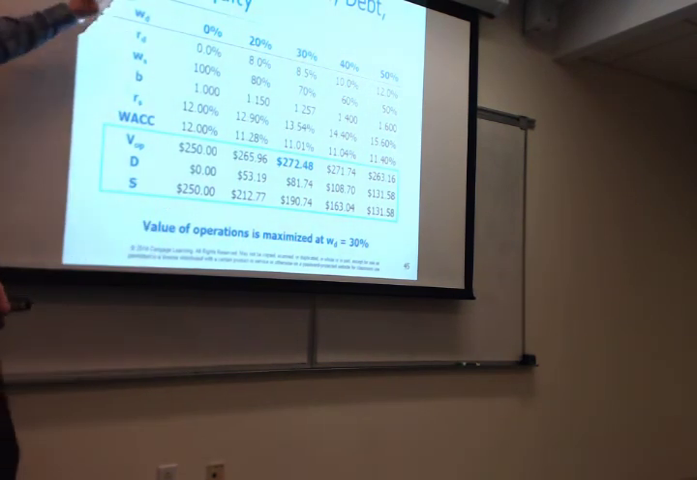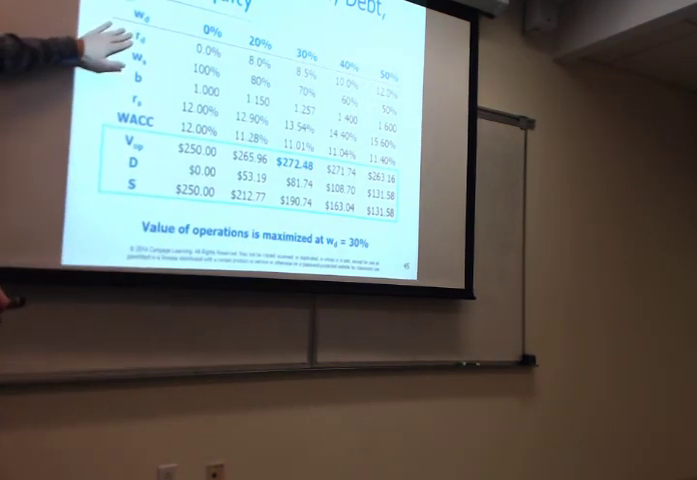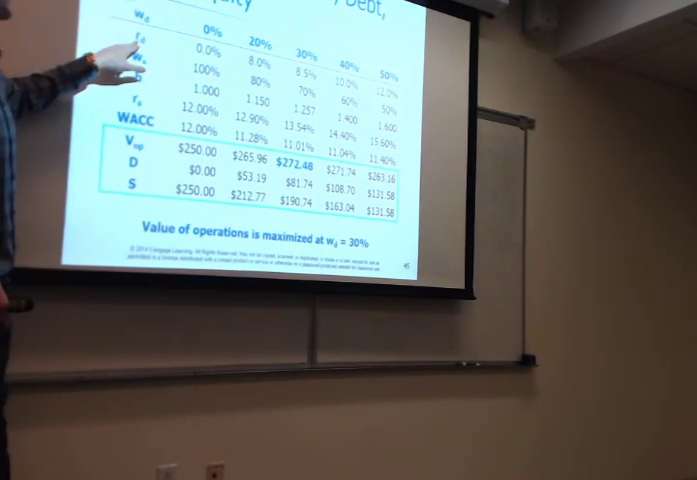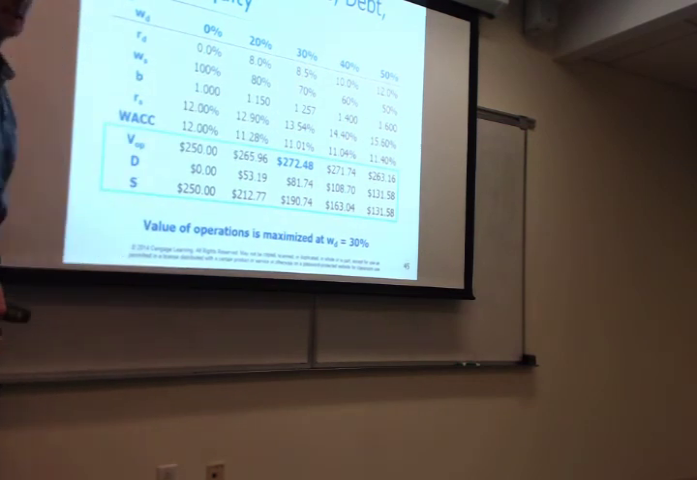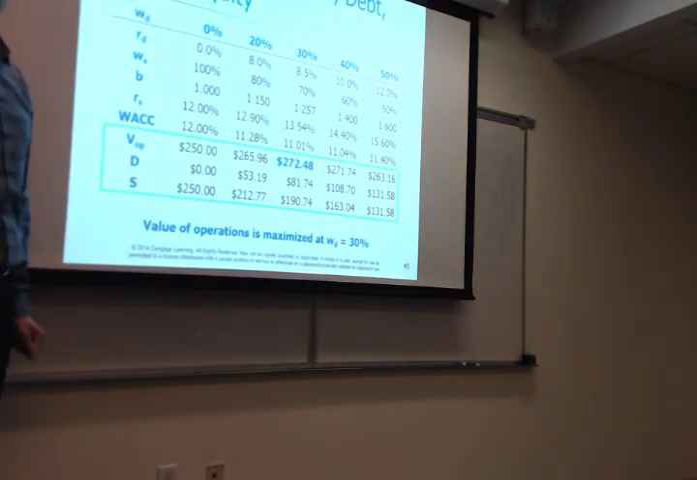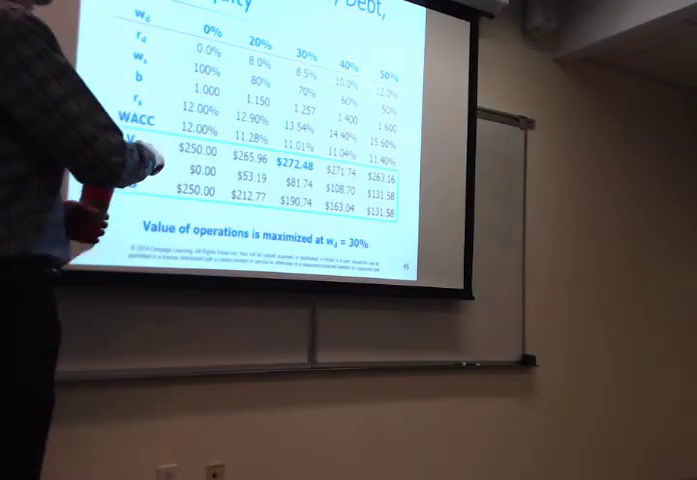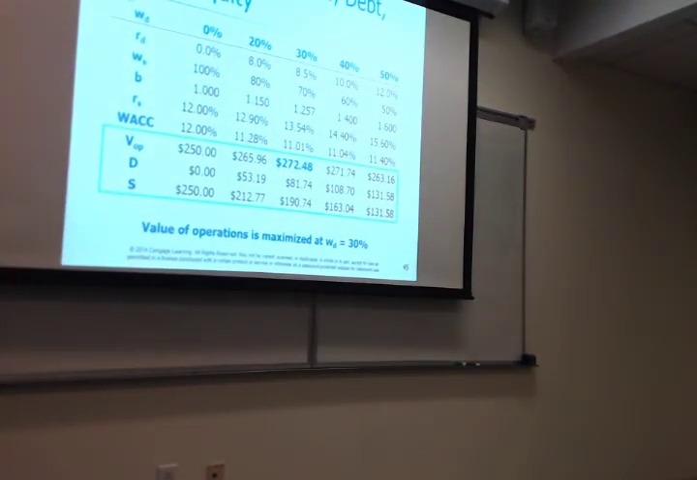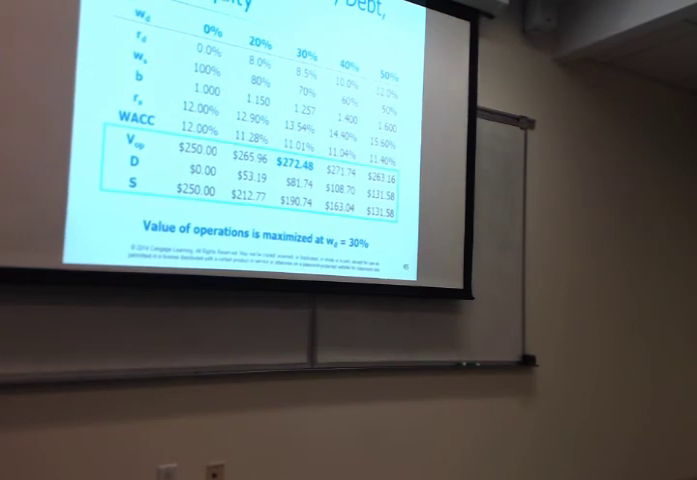So let's look at this first row here. This is the cost of debt. As we introduce more debt into our company, what is happening to the cost of debt and why? All right, so just read these numbers, tell me the trend. That's the first step, and then tell me why. Increasing. It is increasing. Why?